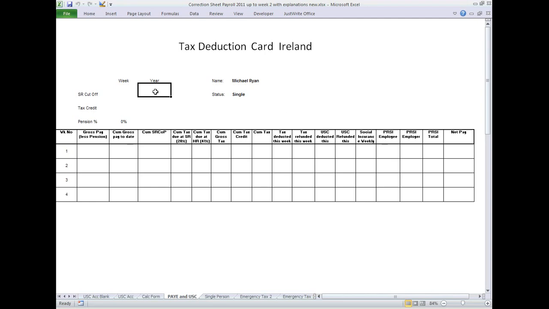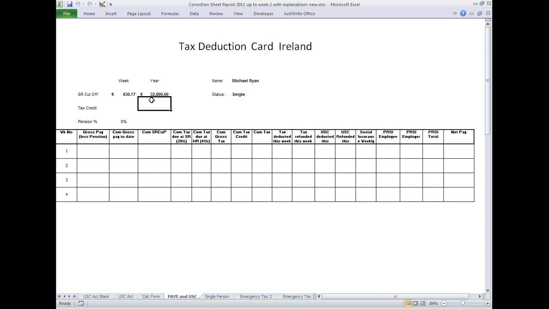The standard rate cut-off for a single person in a year is 32,800, and if you divide that by 52, it's 630.77 a week. Now what that means is that he will pay tax at 20% on earnings up to 630.77 a week. On earnings in excess of 630.77 a week, he will pay tax at 41%.